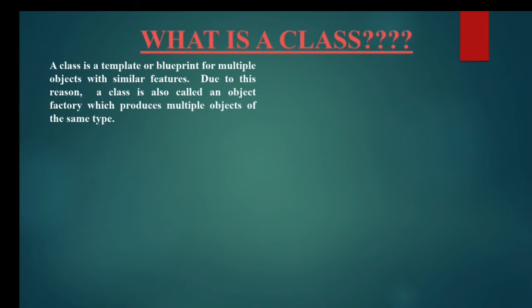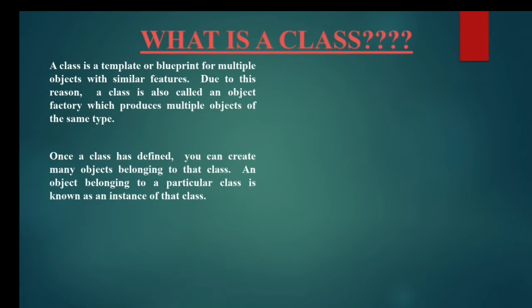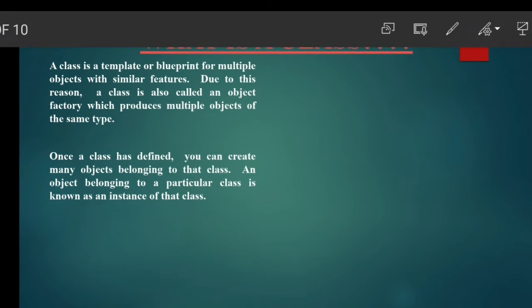And the next one is, what is a class? A class is a template or blueprint for multiple objects with similar features. Due to this reason, a class is also called an object factory, which produces multiple objects of the same type. Once a class has been defined, you can create many objects belonging to that class. An object belonging to a particular class is known as an instance of a class.